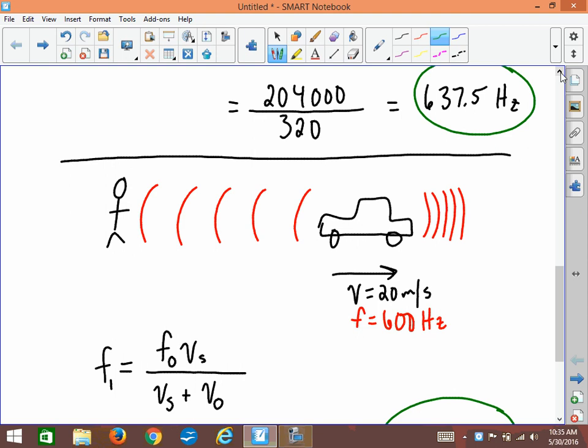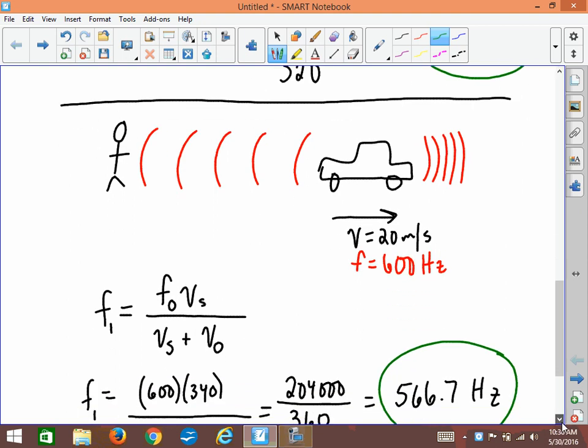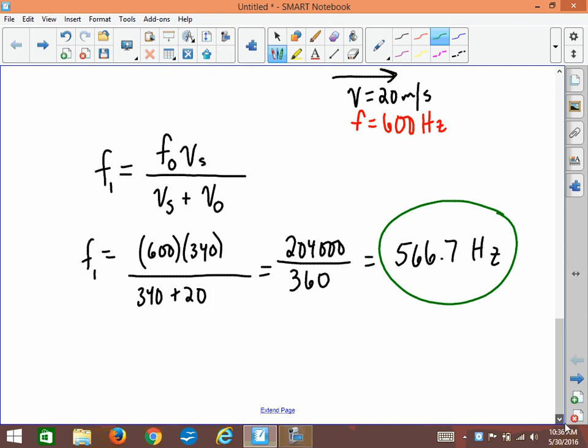And this is why a train, anything that you hear, the whistle of the train, makes that drop in pitch as it passes by you. And that's because it's shifting from approaching you to moving away from you.